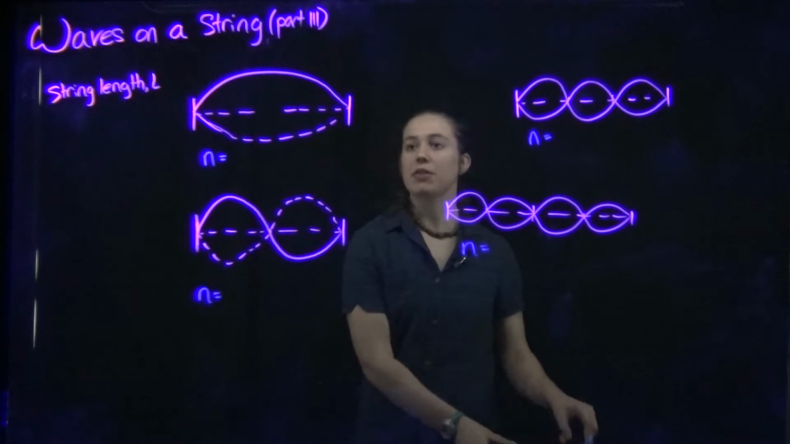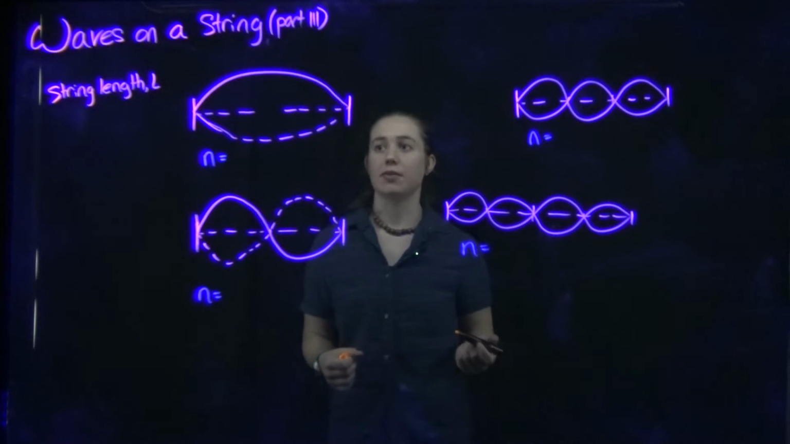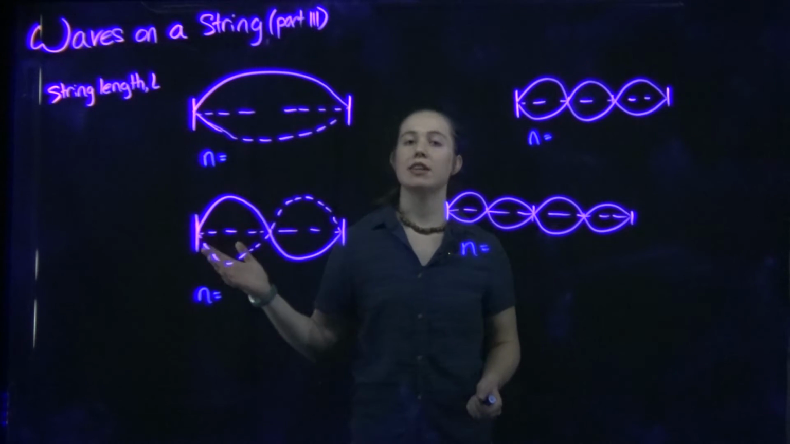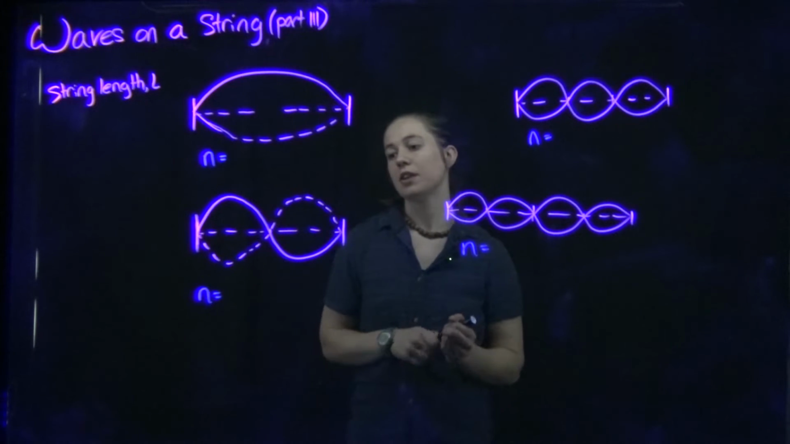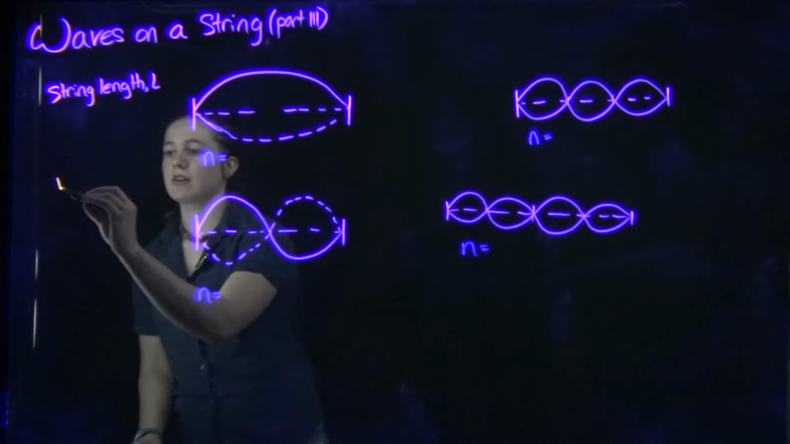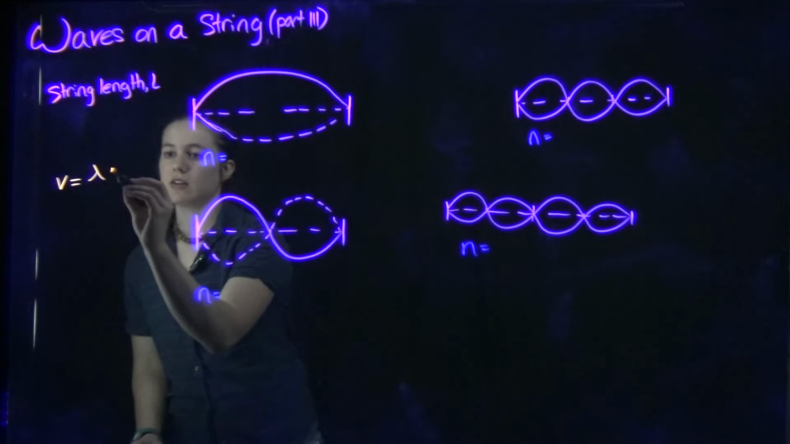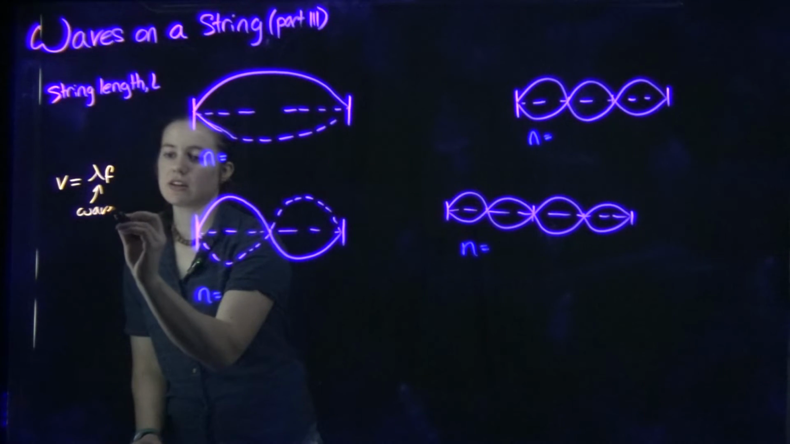So we went through pulses and interference and standing waves. We're figuring out how the string length is going to relate to the wavelength of our wave. So remember, v is lambda f. That is wavelength.